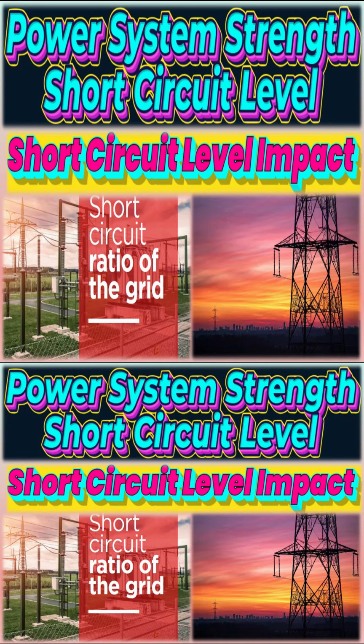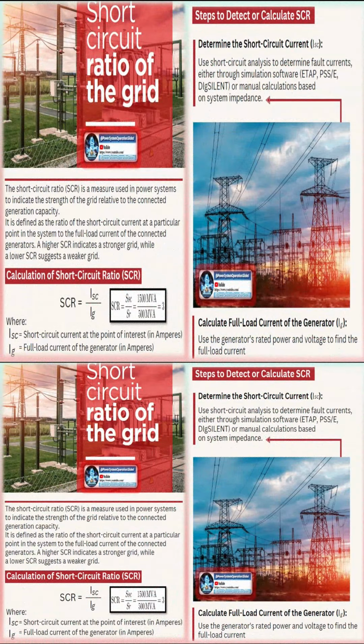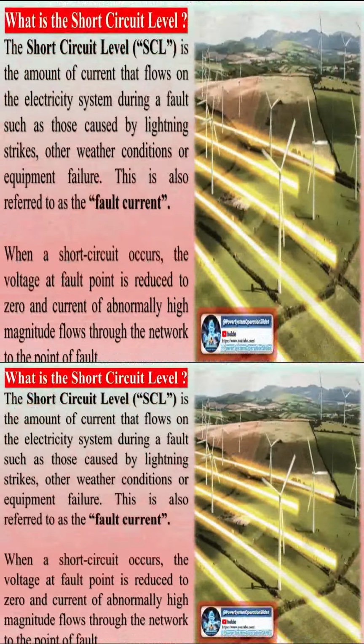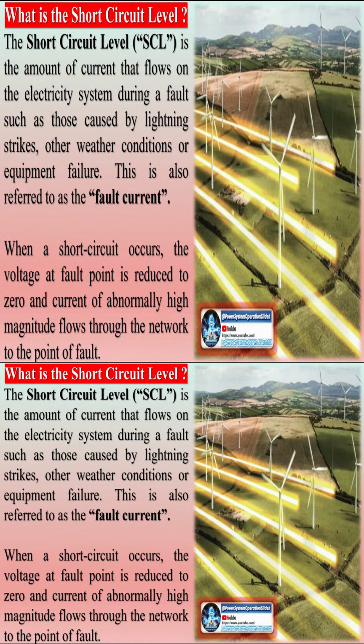Short circuit level is the amount of current that flows on the system during a fault. These faults can be caused by a lightning strike, weather conditions, or equipment failure. During the fault, the system can see a direct connection to the earth and current flows from all sources into it. SCL is vital during such a fault as it helps us to maintain system voltage.